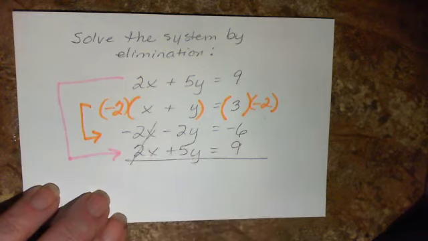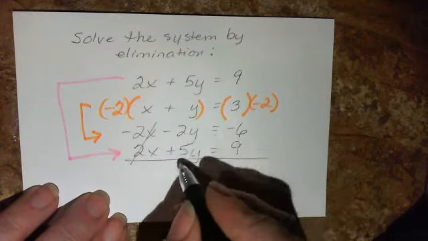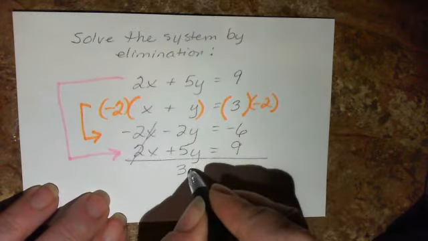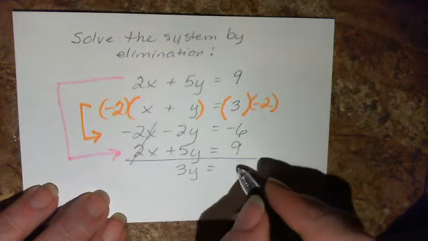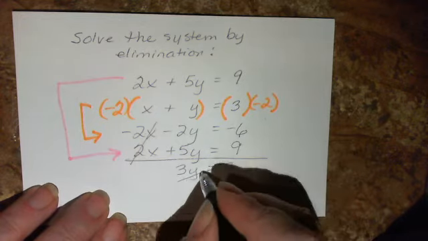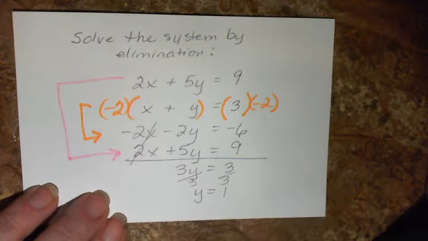And that causes the x's to eliminate. That zeroes out the x's. That's what we had in mind. Add the y's together. Negative 2y plus 5y is 3y is equal to negative 6 plus 9 is 3. Divide both sides by 3, and we get y is equal to 1.